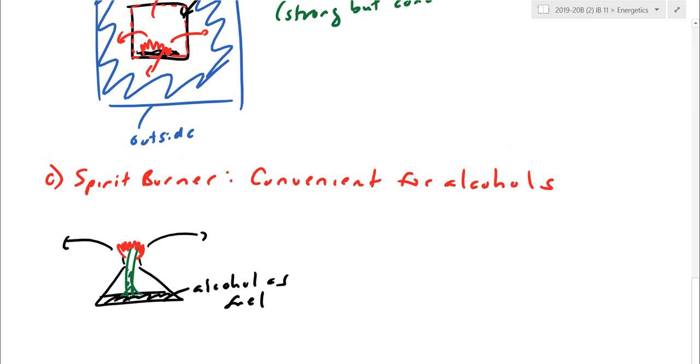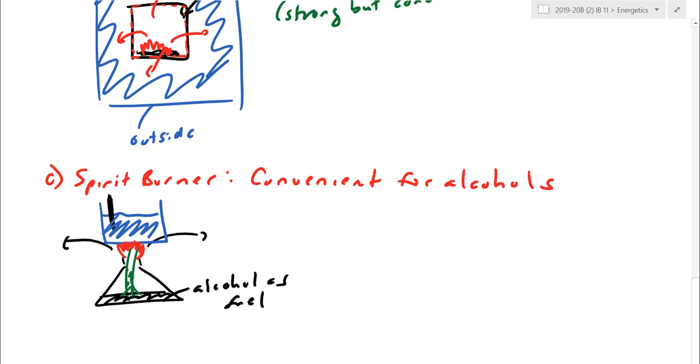I'm not going to risk sticking my thermometer in the alcohol or anywhere close to the fire. I'm going to stick it close to a beaker. The beaker I'm going to fill with water, and I'm going to stick my thermometer in the water. Because I can always infer if my water heats up, well, all the energy had to have come from the oil or had to have come from the alcohol in this example.